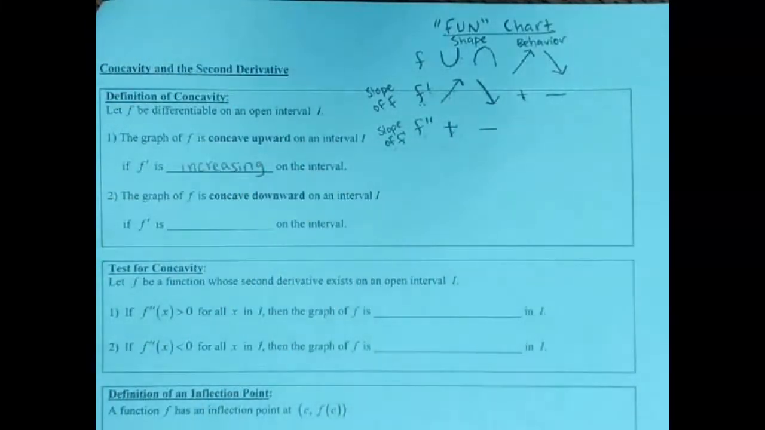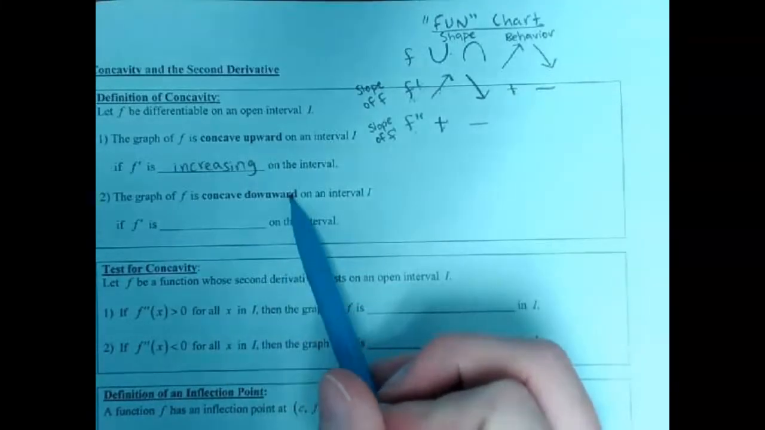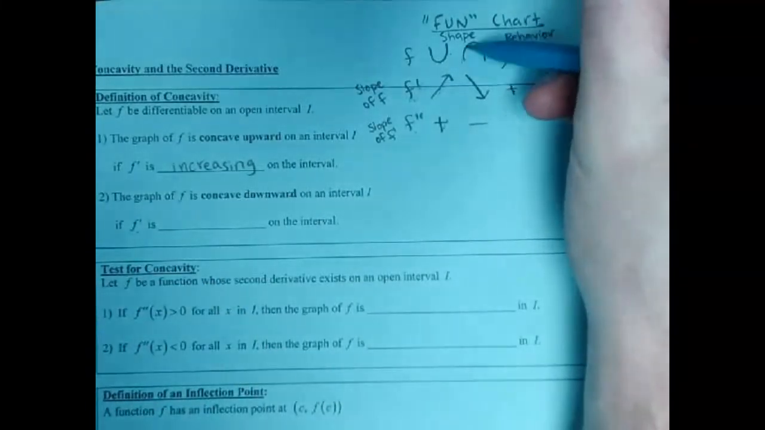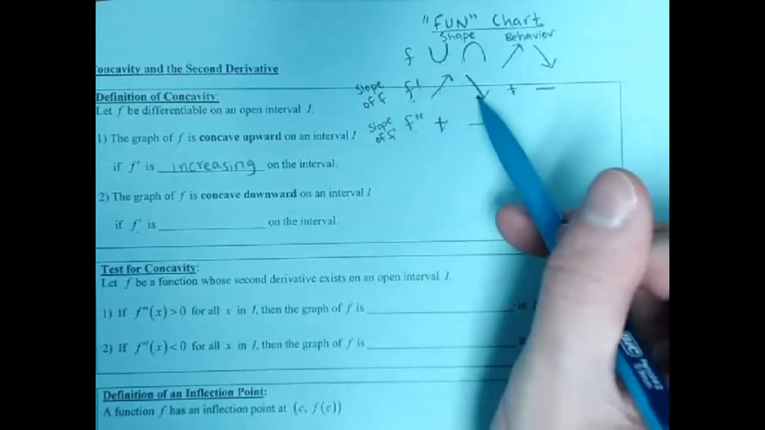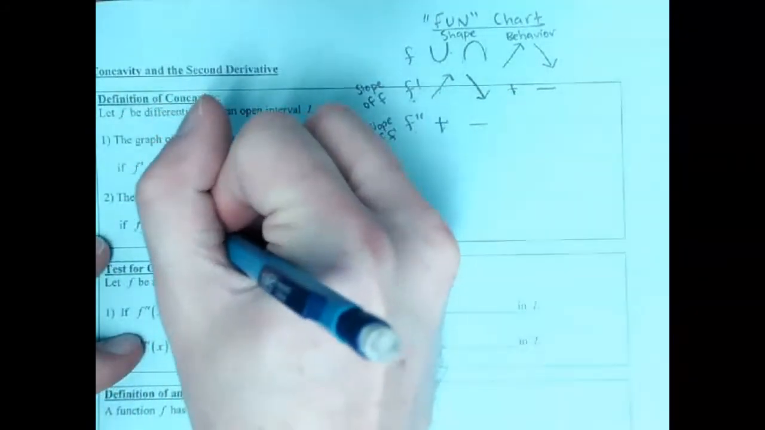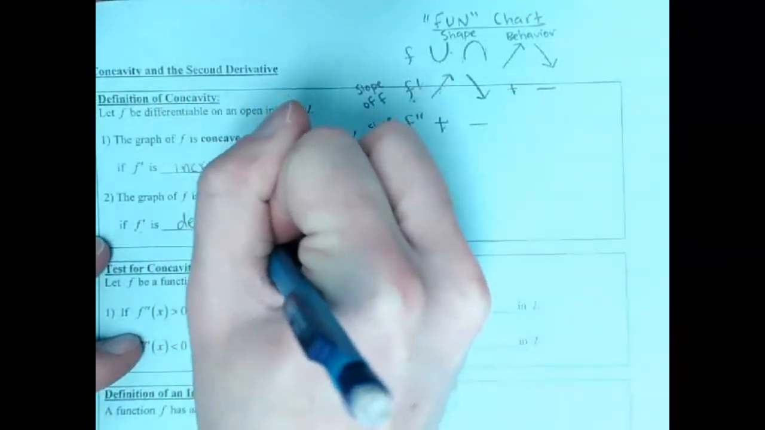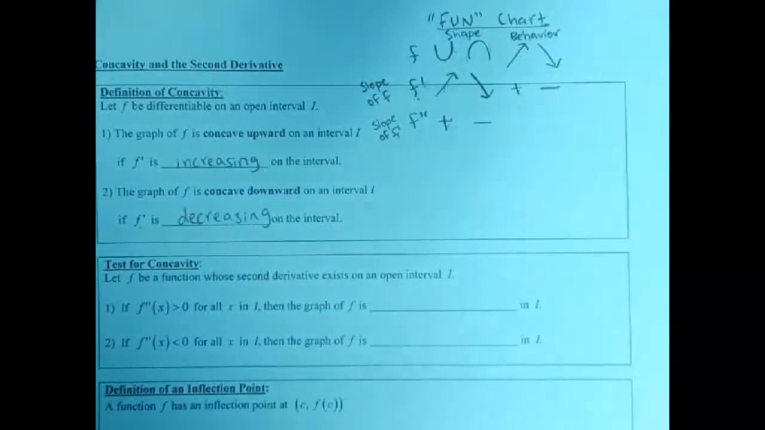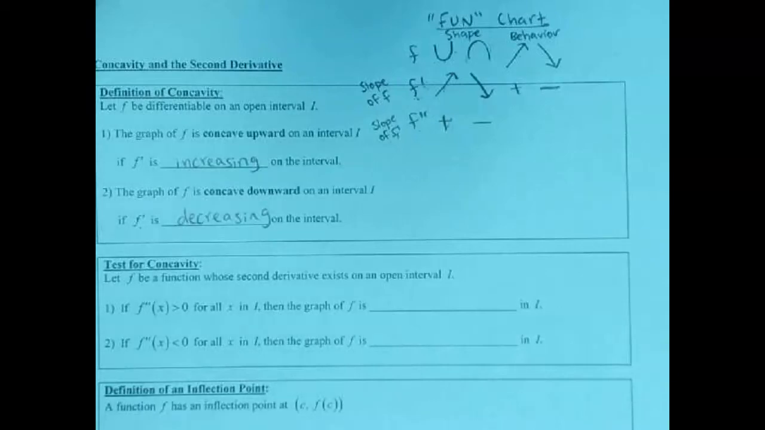Next, the graph is concave down if f prime is decreasing. So f prime increasing means concave up. F prime decreasing means the slopes of my original function are getting smaller. That means curving downwards. The original function is concave down.